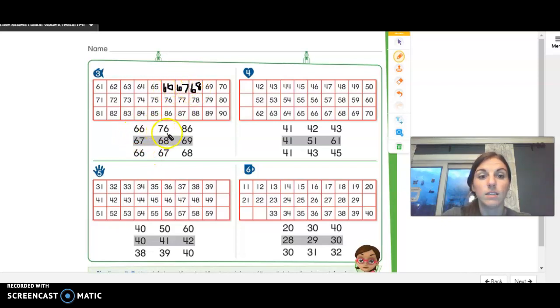So 66, does that say 67? Nope. Does that say 68? Nope. So that's not the right 3. 67, 68, 69. That's not the 3 we wrote, right? Did we write 66, 67, 68? Yes, we did. So then you could circle those because those are the 3 you wrote in.